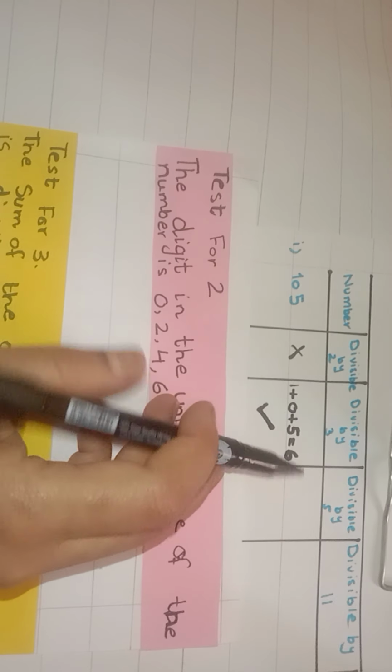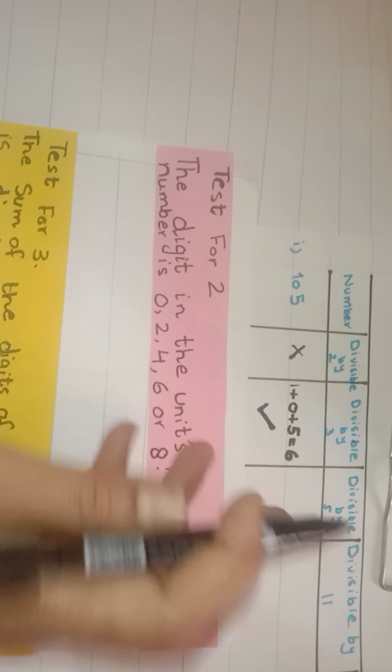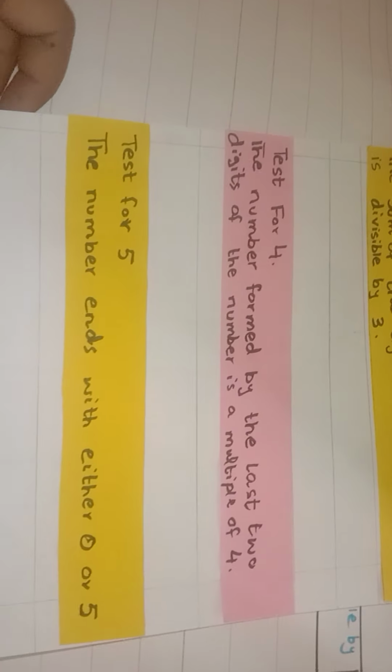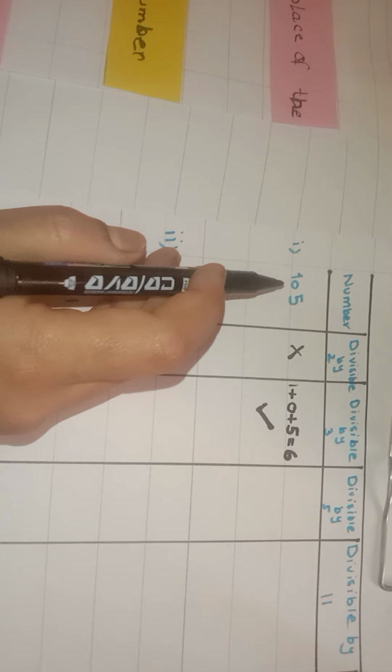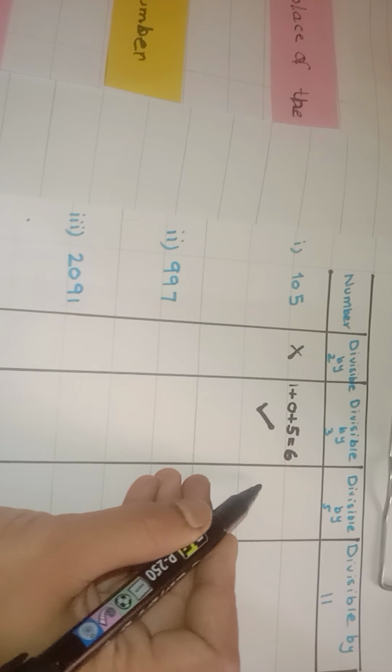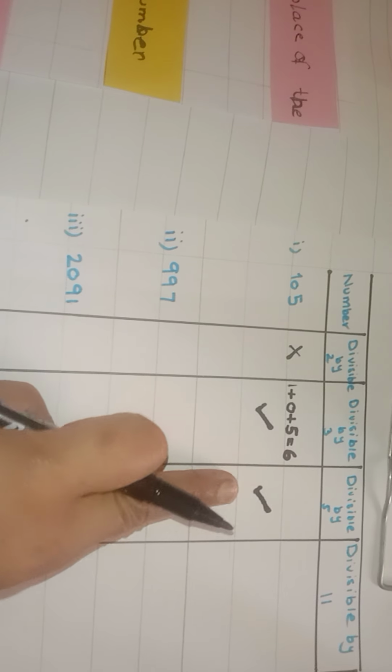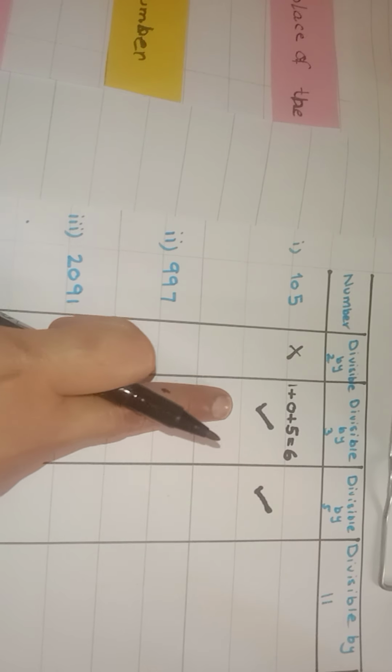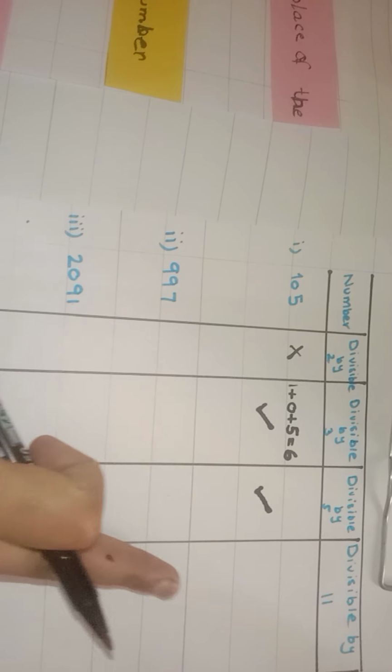After that, divisible by 5. To test whether the number is divisible by 5 or not, we have to check the number ends with either 0 or 5. It means its last number should be 0 or 5. Its last number is 5, so it means it is divisible by 5. You don't need to do procedure for divisible by 2 and divisible by 5, these both, right? We need to do the procedure for divisible by 3 and divisible by 11.